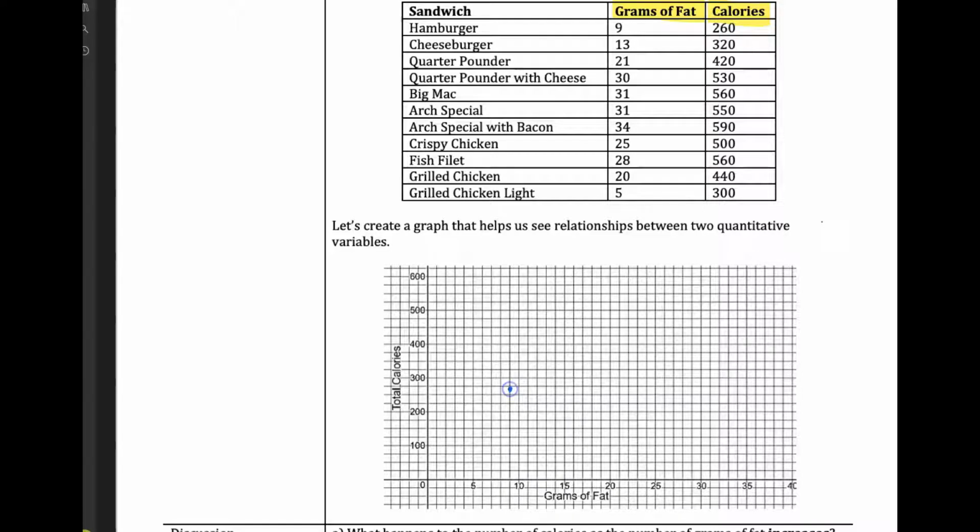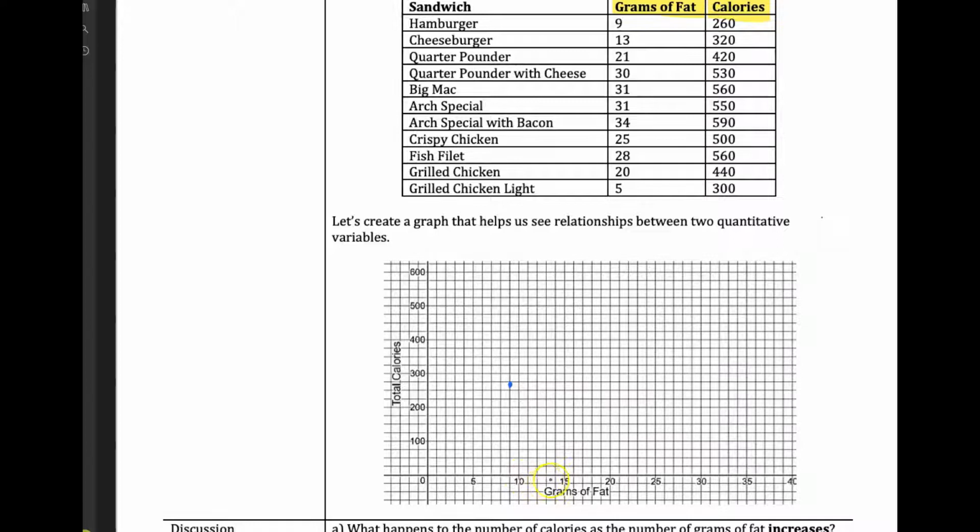There's a point there. Then 13 and 320, and you go up. Then my next one was 25, 13, 10, 11. See how it becomes a little bit tedious, so that's why we're going to end up using technology to do this. And you start to see some pattern with this.